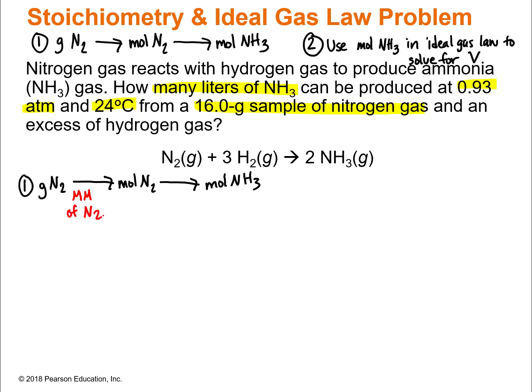To get from grams of nitrogen to moles of nitrogen, we have to use the molar mass. You look at the periodic table, you look up nitrogen. You multiply that by 2 because the formula for nitrogen gas is N2. Nitrogen is about 14.01, so that means its molar mass for the gas is 28.02, thereabout.